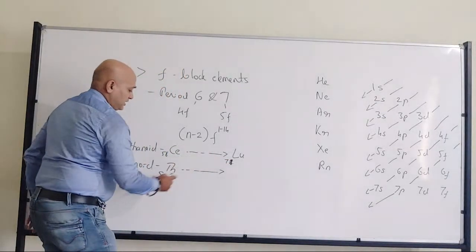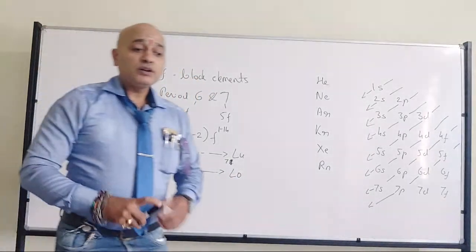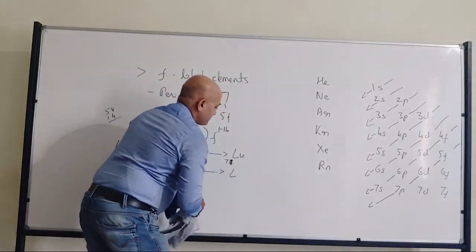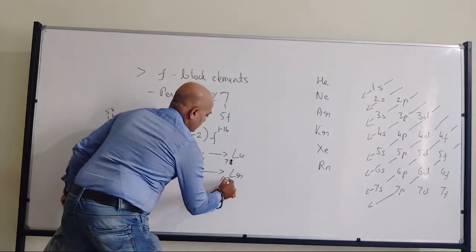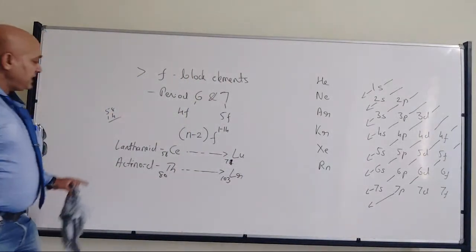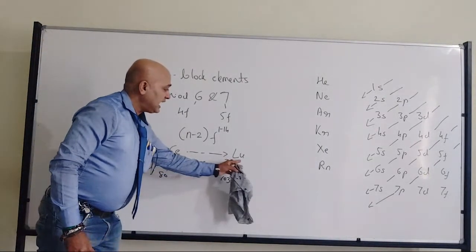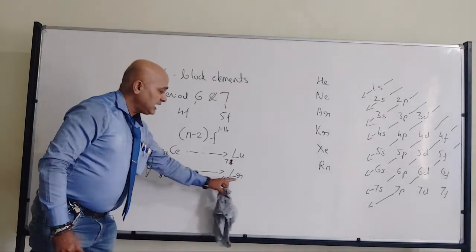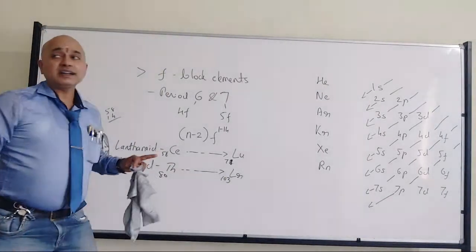That is cerium to lutetium, thorium to lawrencium. So for lawrencium, the atomic number will be how much? You should add 13. So it will be 103. Lawrencium. Fine. So that's where we have the lanthanoid series which starts from cerium and ends at lutetium, and the actinoid series which starts from thorium and goes up to lawrencium. So they are called f block elements.